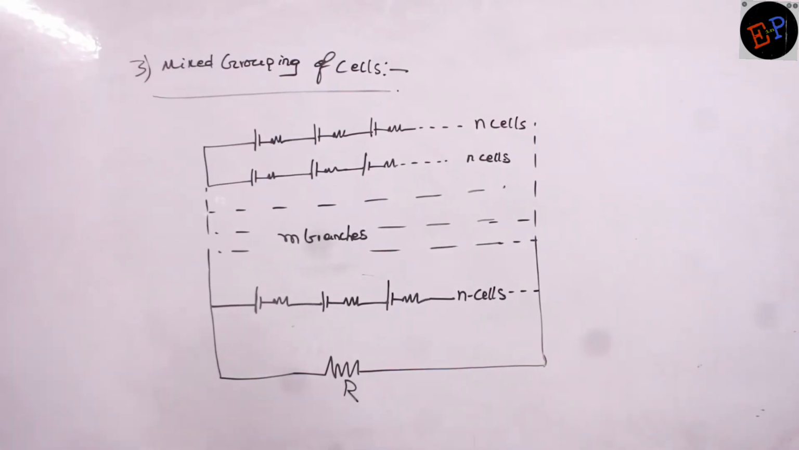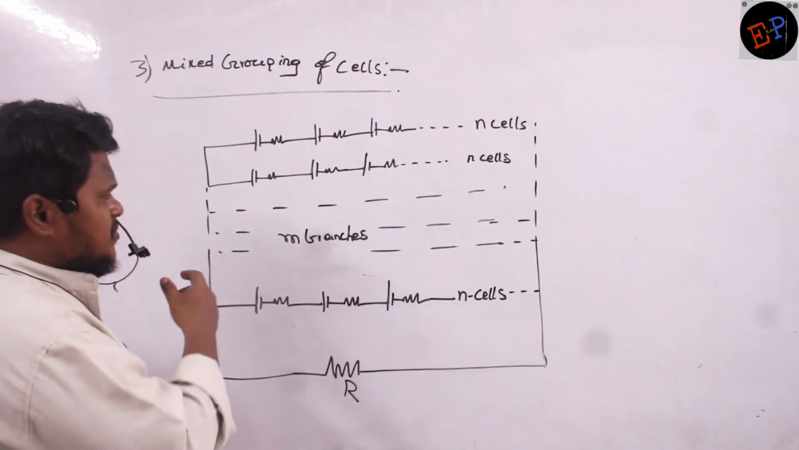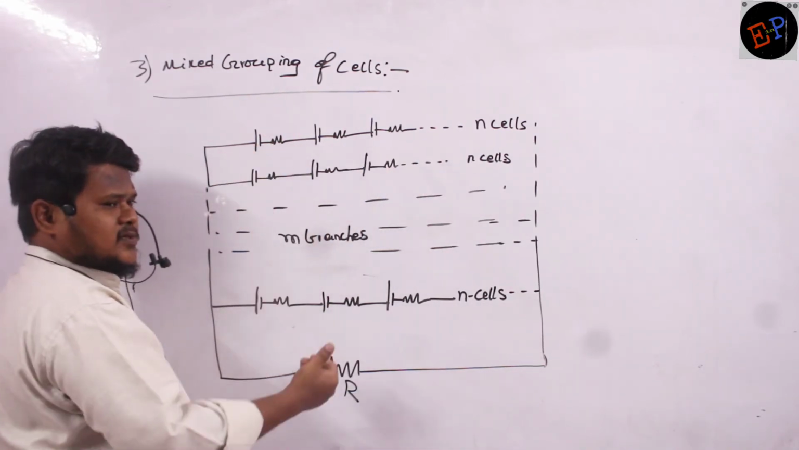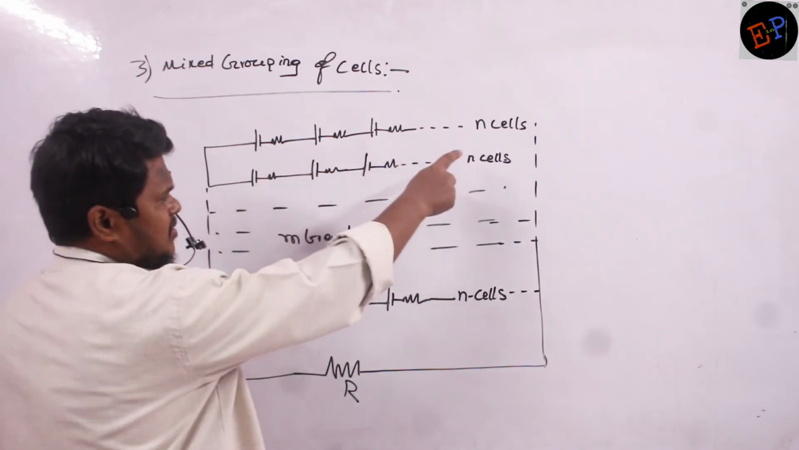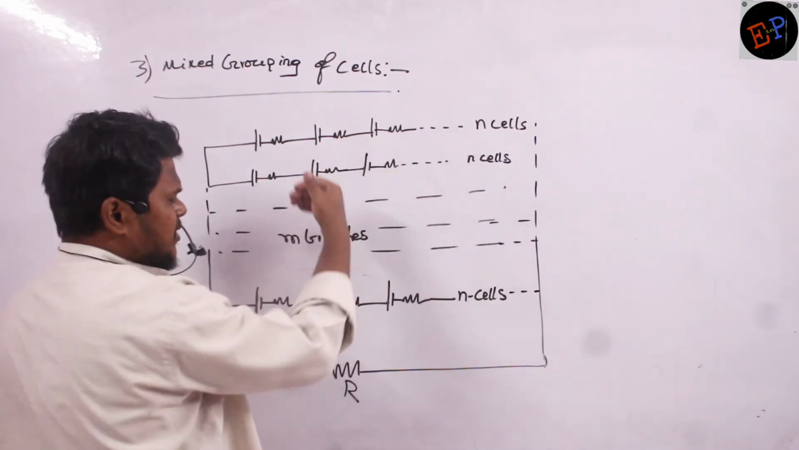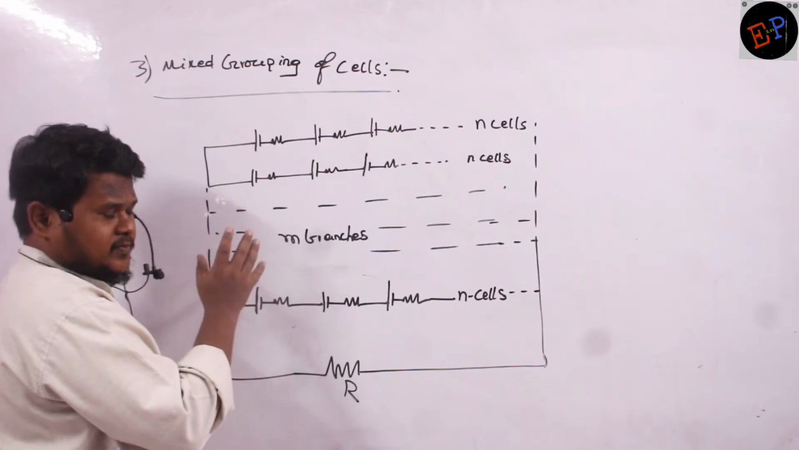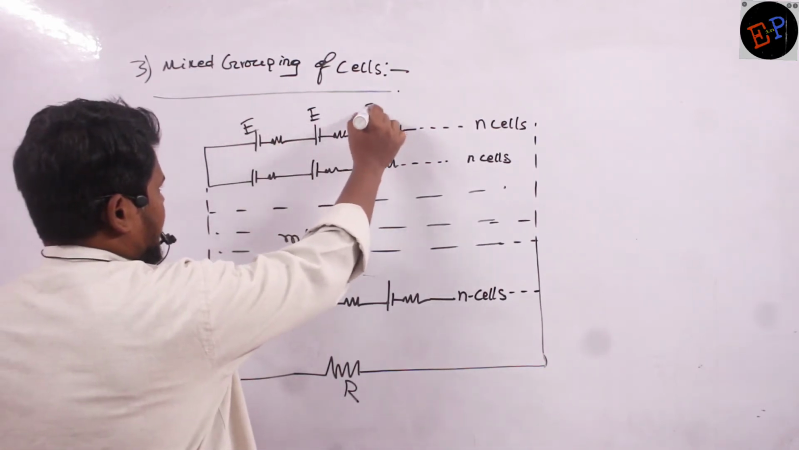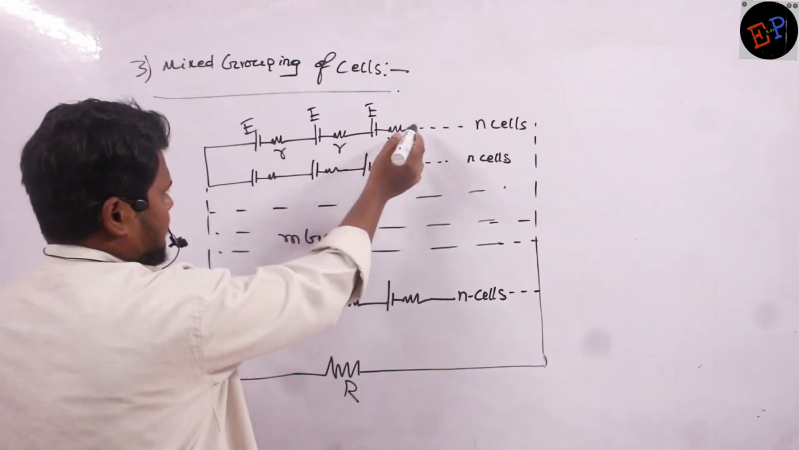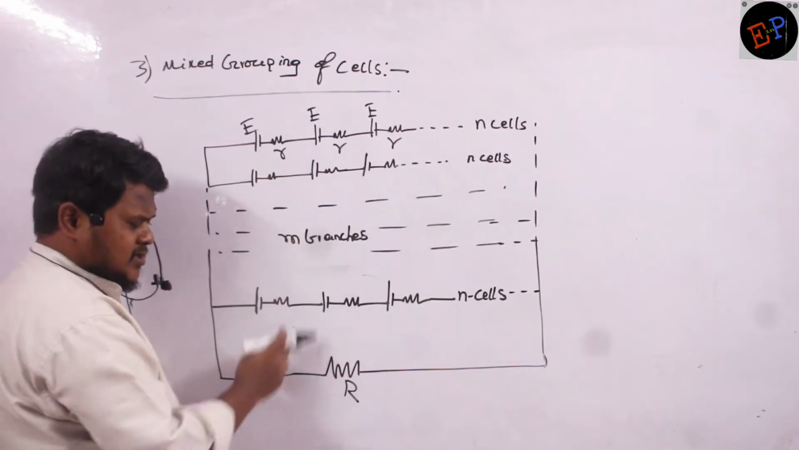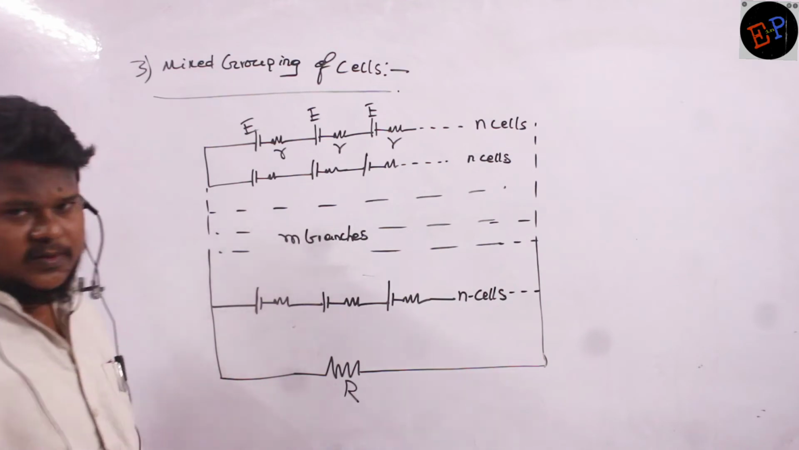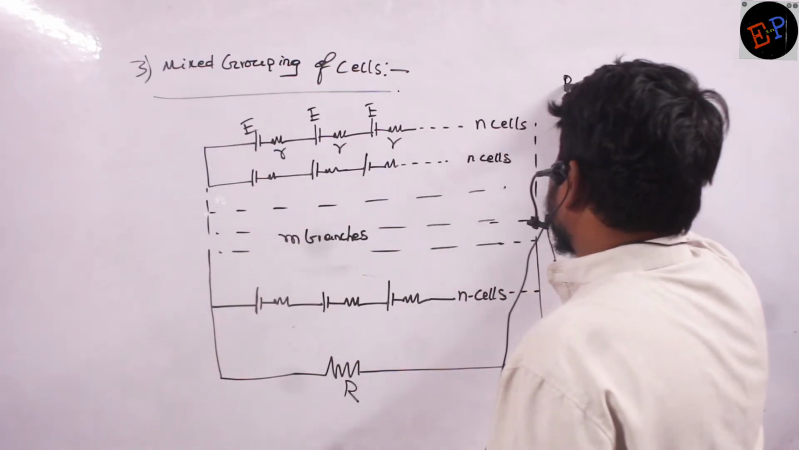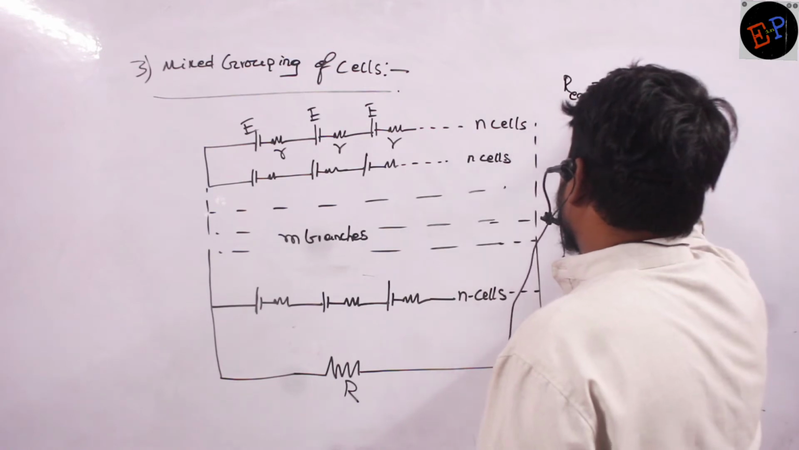So this is mixed grouping of cells. It means you will find series cells and parallel branches also. How many cells are connected in series? N cells. How many branches are there? M branches. The EMF of each cell is E and internal resistance is R, and all of them are connected to external resistance, capital R. Now can you say what is the total resistance of this circuit? R equivalent is how much?